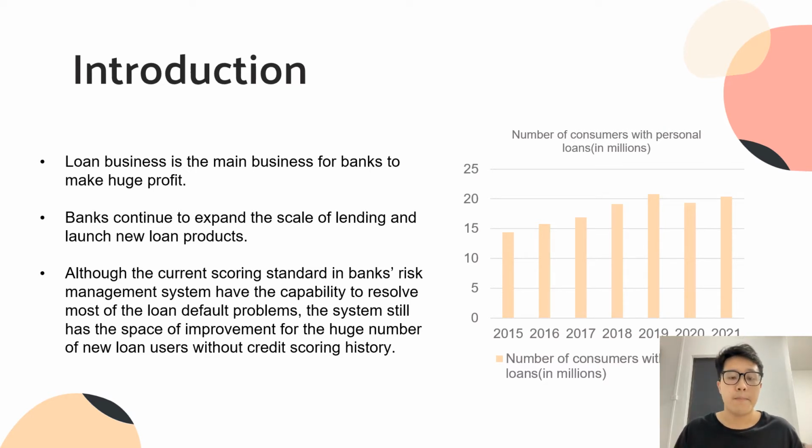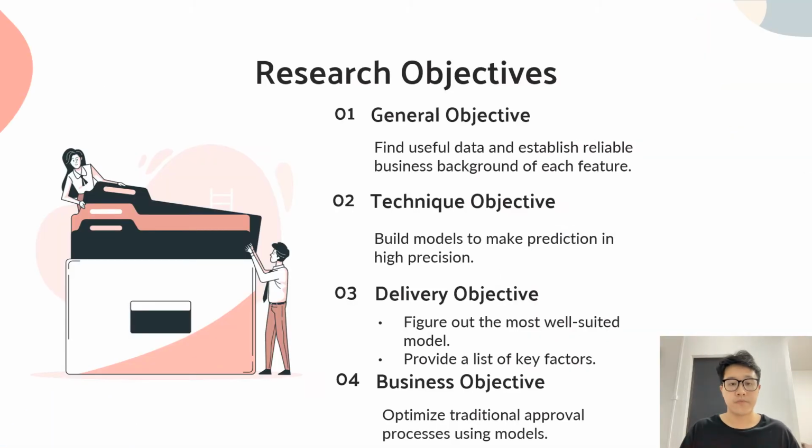In the past, banks have mainly used credit scores as a criterion for deciding whether to lend. Now, with the increasing number of new loan users, this traditional scoring standard may no longer be able to play its previous effect. Therefore, our team is going to use machine learning techniques to solve the problem.